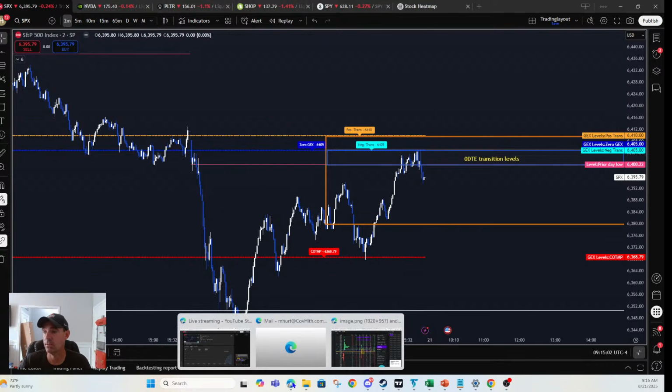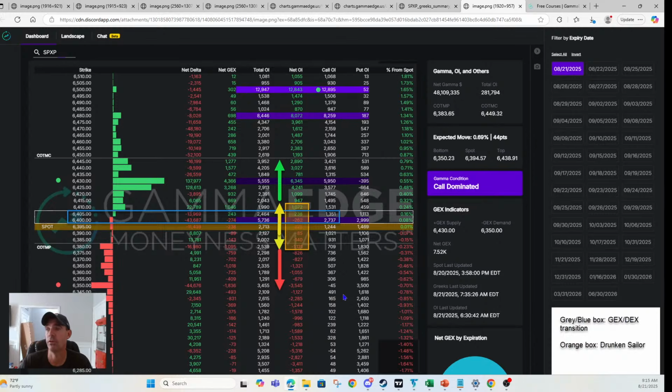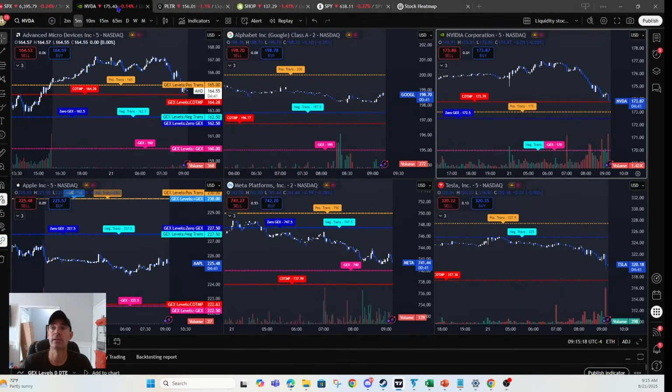I'll flip back to the 0 DTE structure. Again, you can look at that. Within the overall drunken sailor range, it will probably be extremely choppy. Below the drunken sailor range would be short, and above drunken sailor and transition, we would look for a quick long towards 64.30. We flipped through these stocks here, NVIDIA.